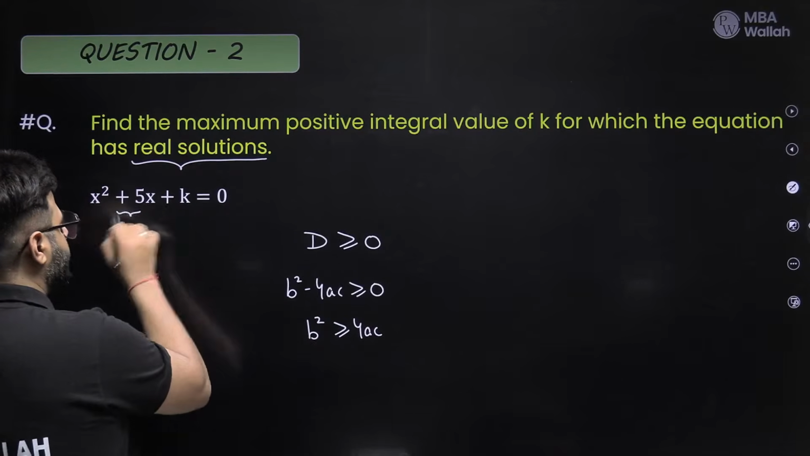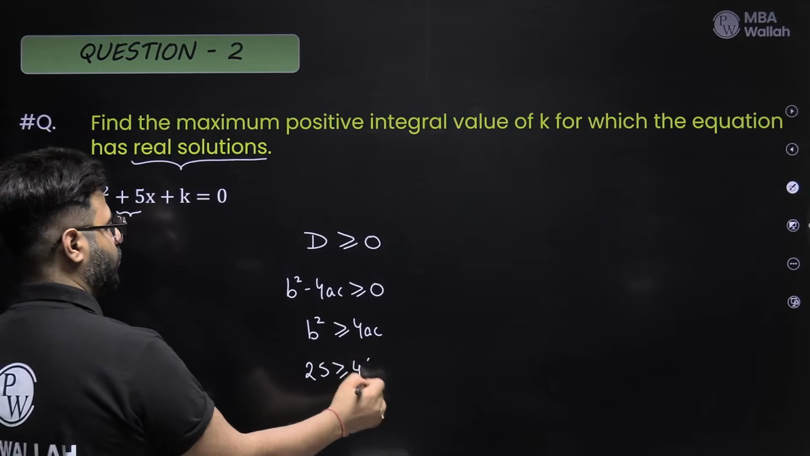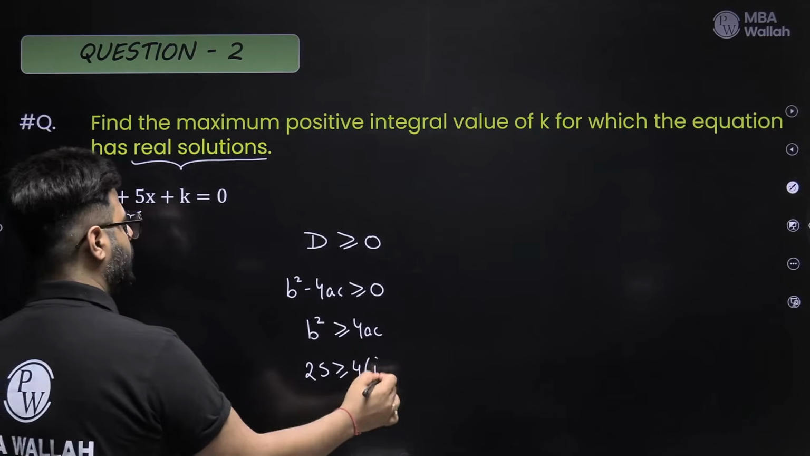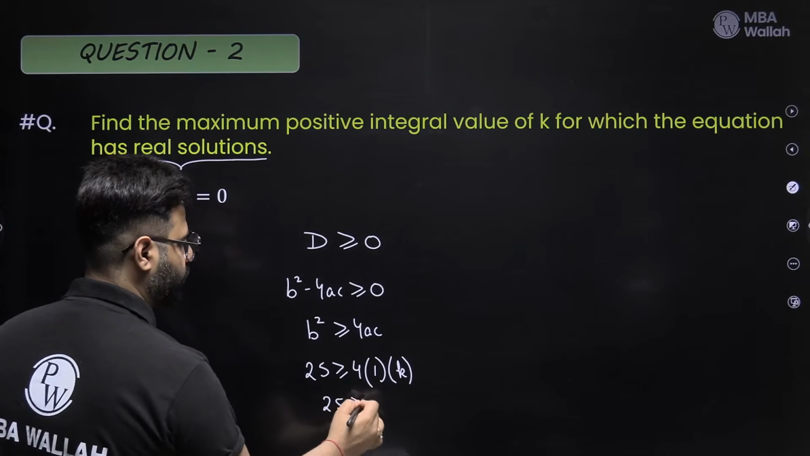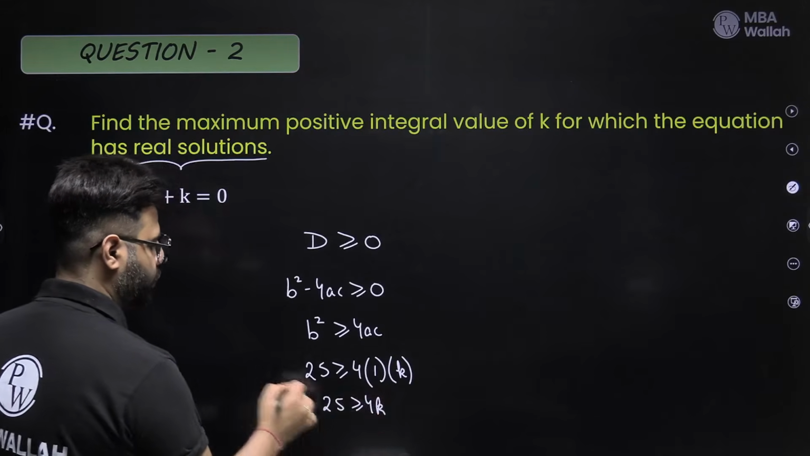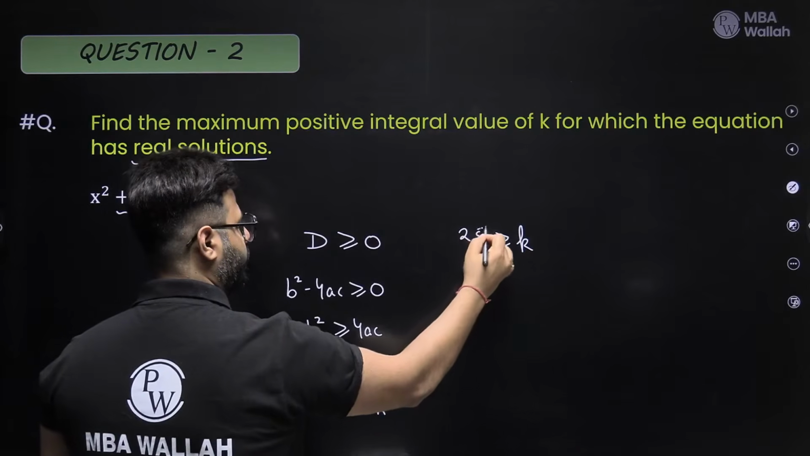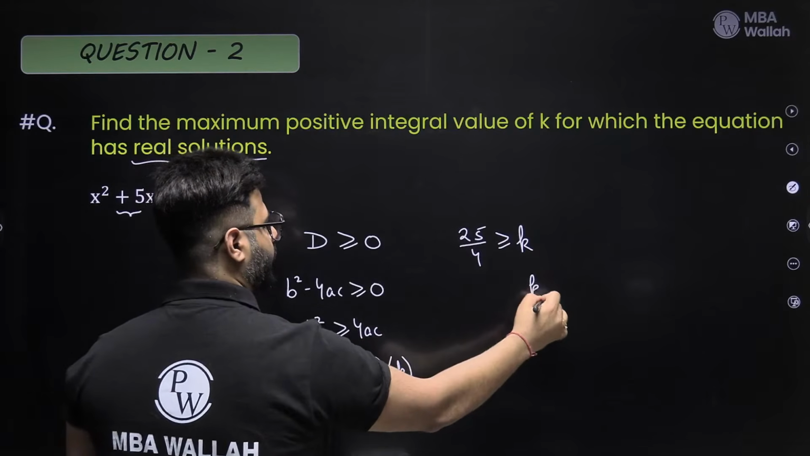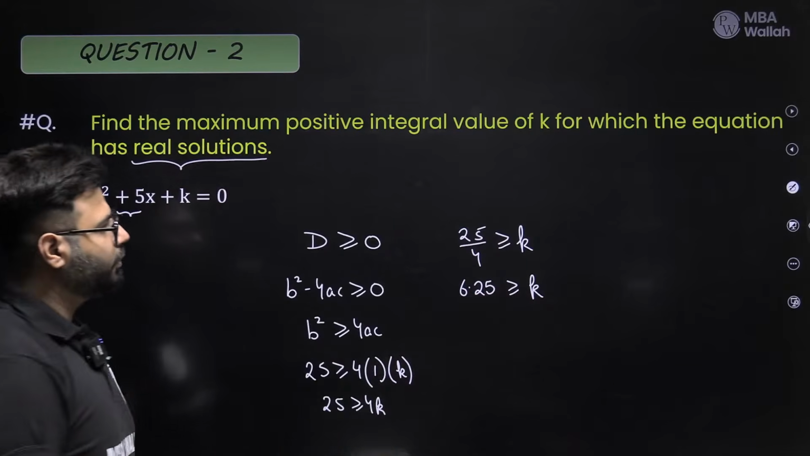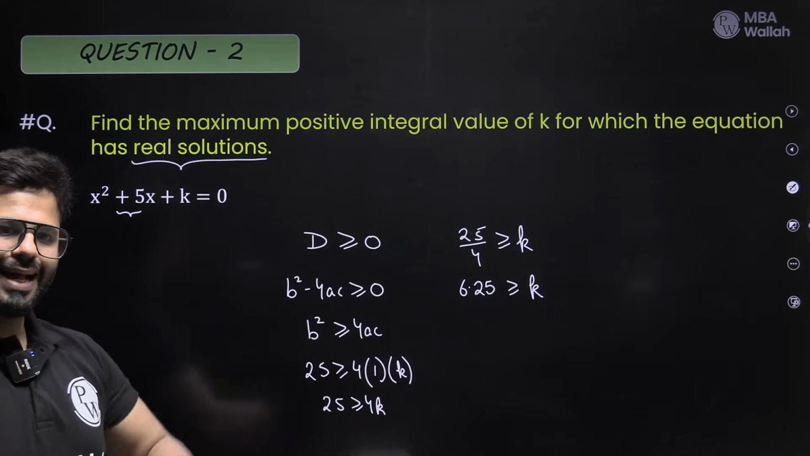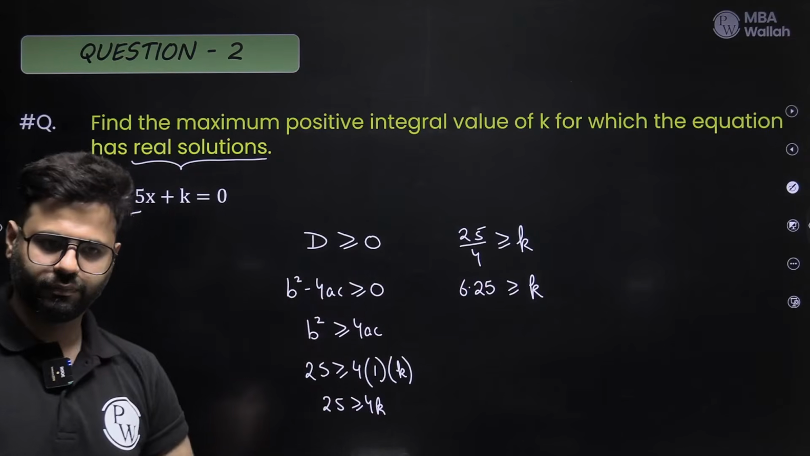Now let's start applying. b square is 5 square, that is 25, greater than or equal to 4, a is 1, c is k. So 25 is greater than or equal to 4k. This 4 comes down, that means k comes out to be less than 25 by 4, or k is less than 6.25. So k is something which is less than 6.25. So what is the highest value that does not surpass this and should be an integer?